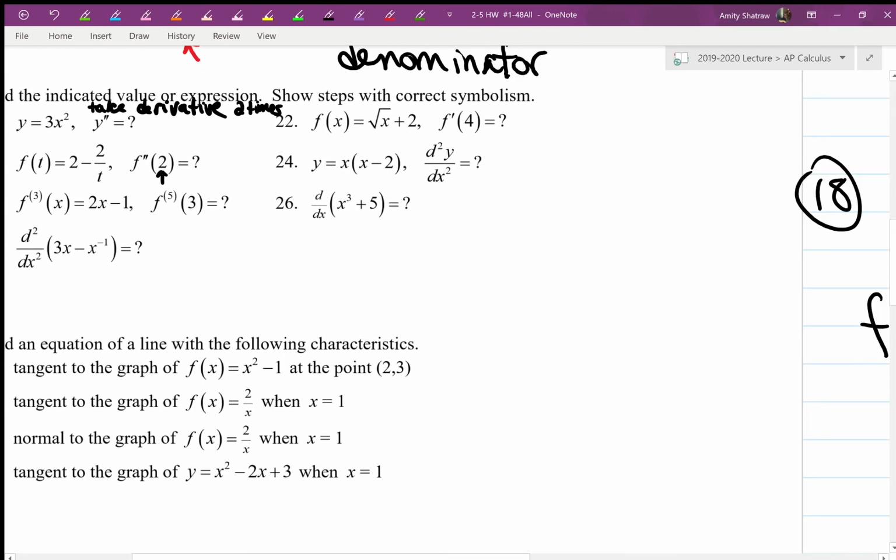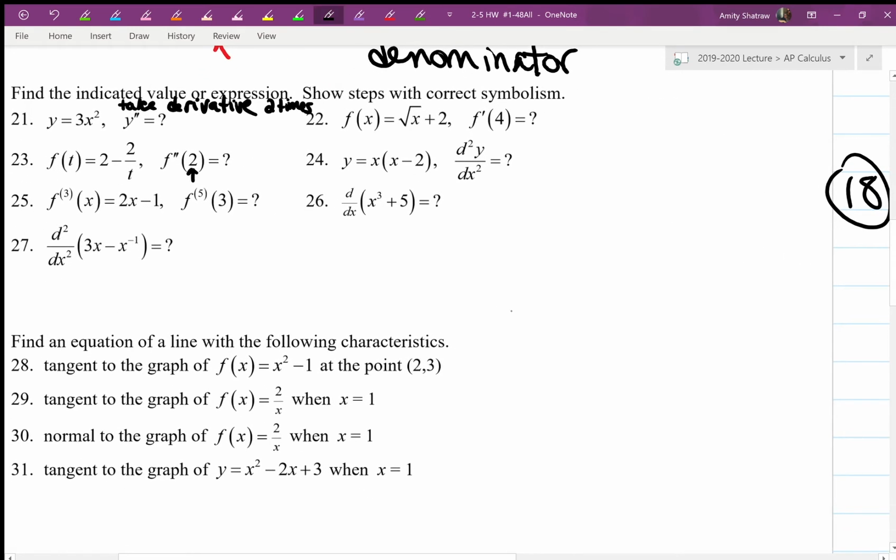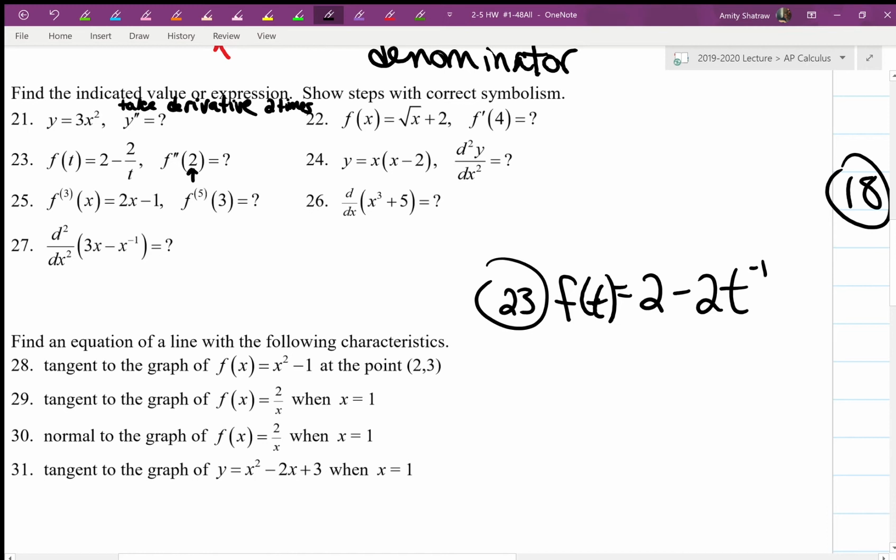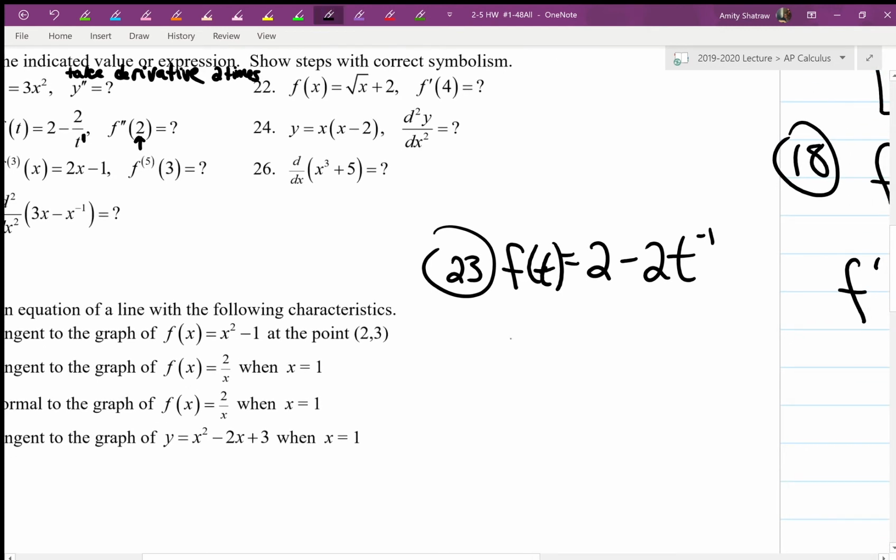So I will actually do this one. This is number 23, and I'm going to say that this is f of t equals 2 minus 2 times t to the negative 1 power. Because there's a hidden invisible 1 here, and I know that a negative exponent created that fraction, so I'm moving it into a format where I could actually take the derivative of it. So the first derivative, f prime of t, will be, well, the derivative of 2 is 0, and I'm still writing it down for a while, and you feel free to write it down for a little while as well.